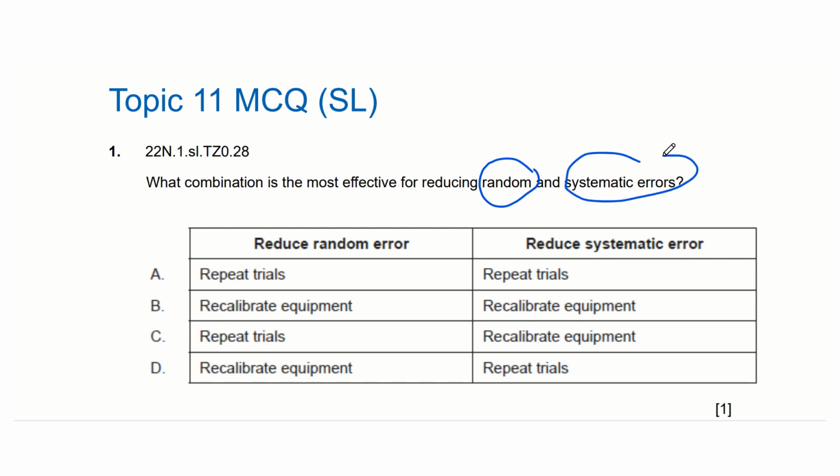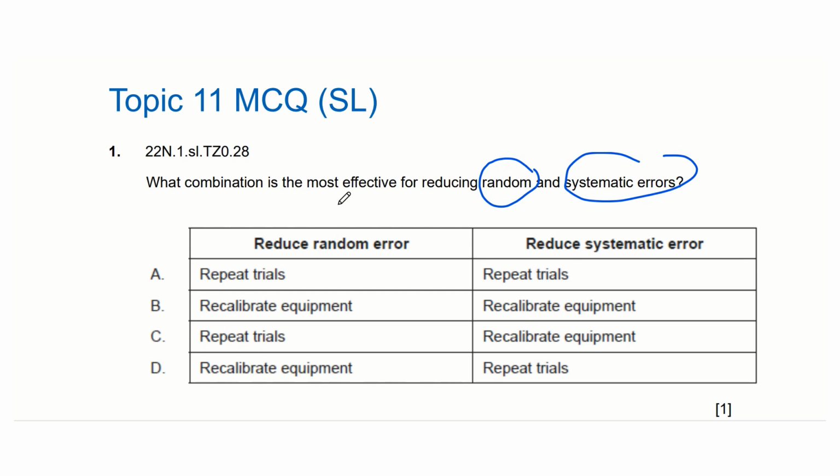So the first question here says, what combination is the most effective for reducing random and systematic errors? So the key here is to recognize what makes a random error and what makes a systematic error. Remember, random errors are things that are out of your control. There could be the setup of the equipment, so the change in the temperature, the fluctuation, etc.